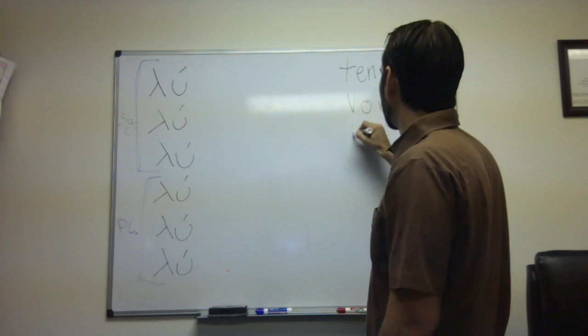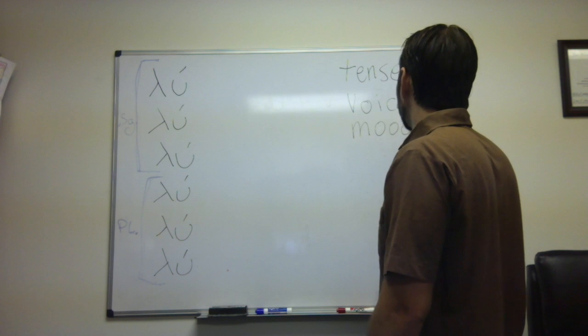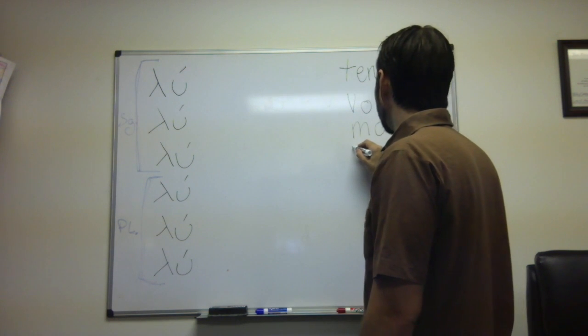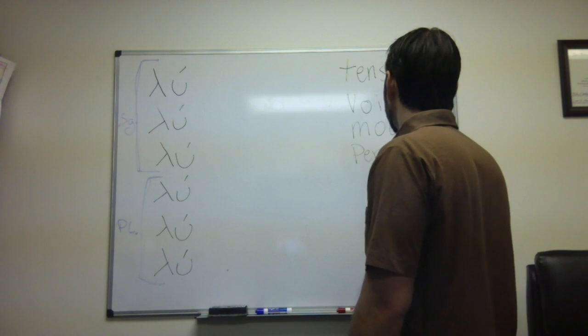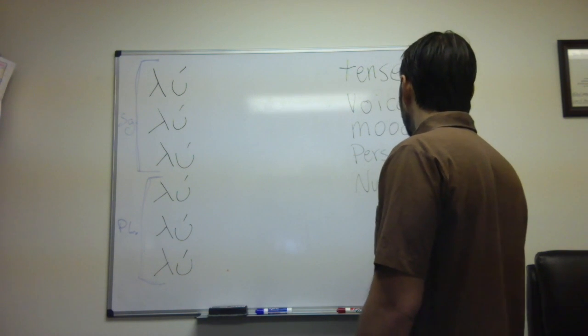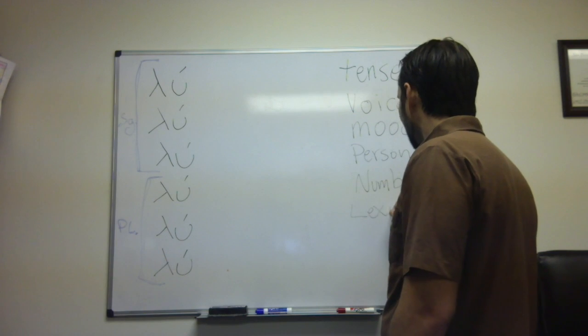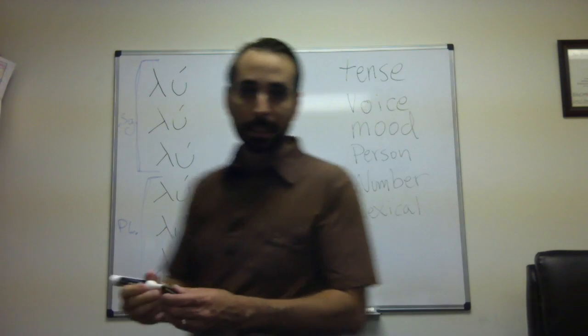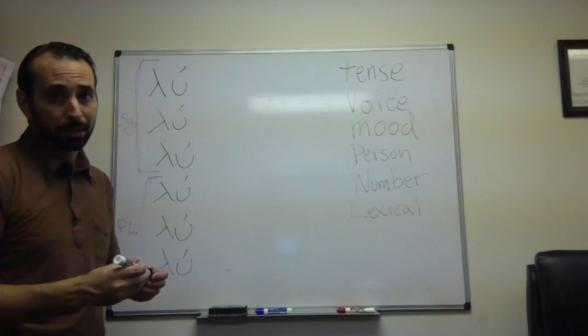They are listed in parentheses there. Give me the mood, give me the person, and give me the number. And then the last parameter is called lexical. What lexical is, is the dictionary form, okay?